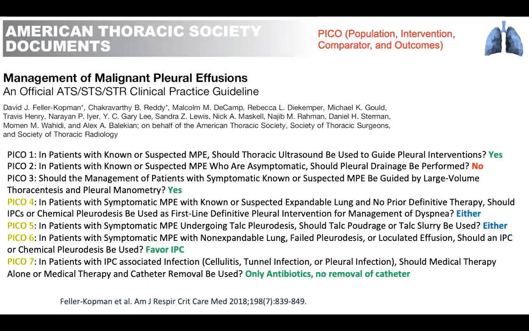I would encourage you all to read the statement by ATS and the Society of Thoracic Surgeons, which talks about the PICO approach to management of pleural effusions. We'll briefly talk about it in the interest of time. So the first one is, in patients who have known or suspected malignant effusions, should we use ultrasound to guide pleural interventions? The recommendation is yes, class 1A.